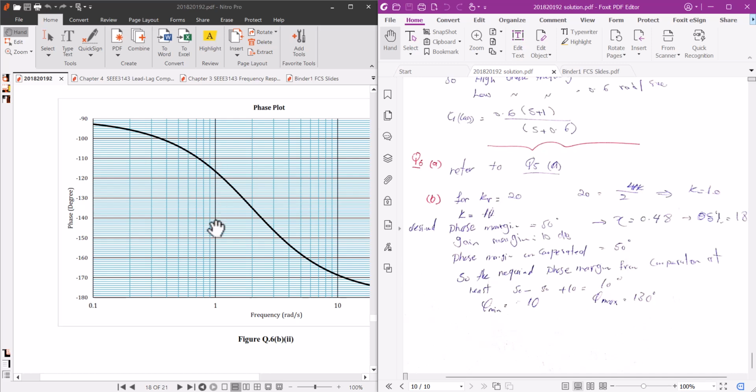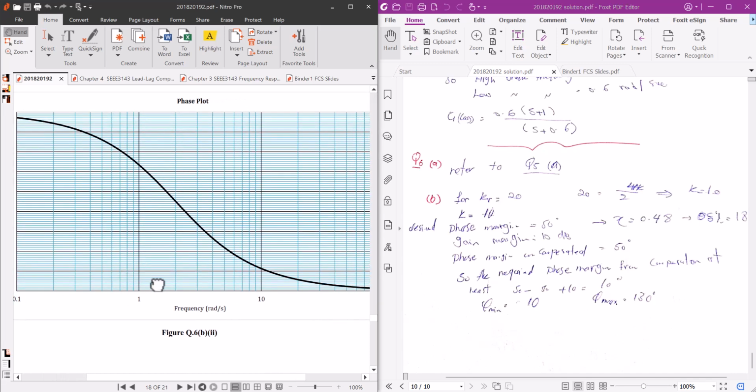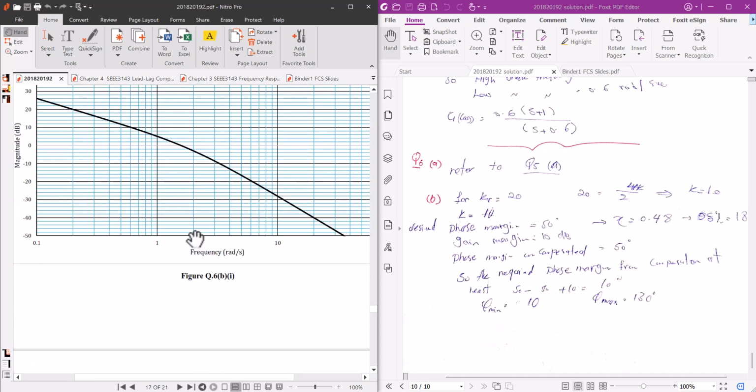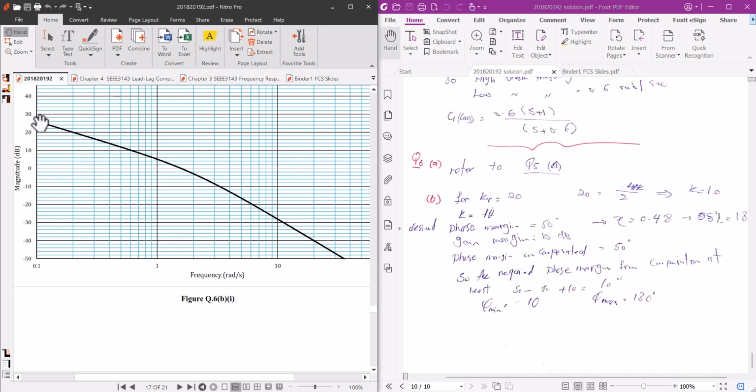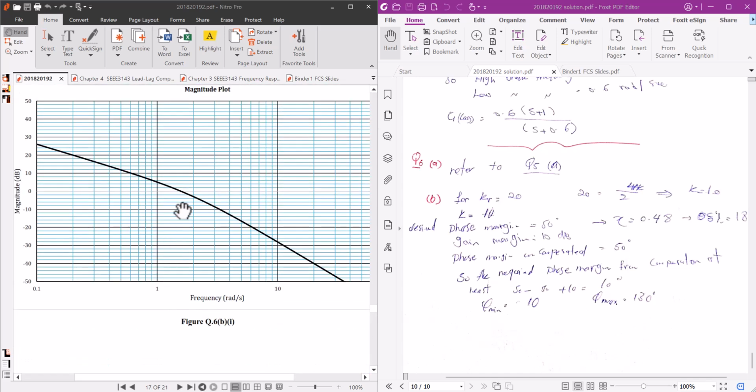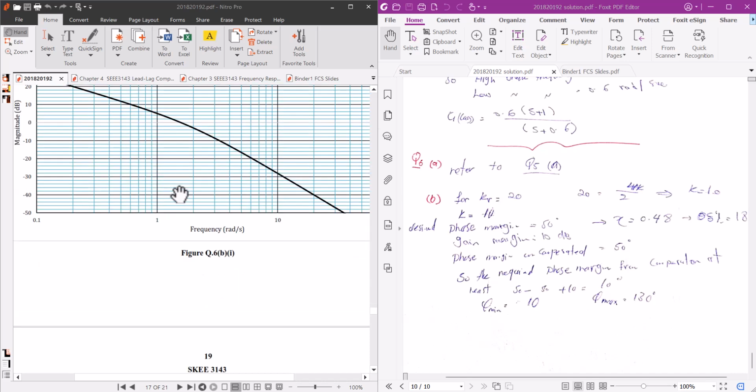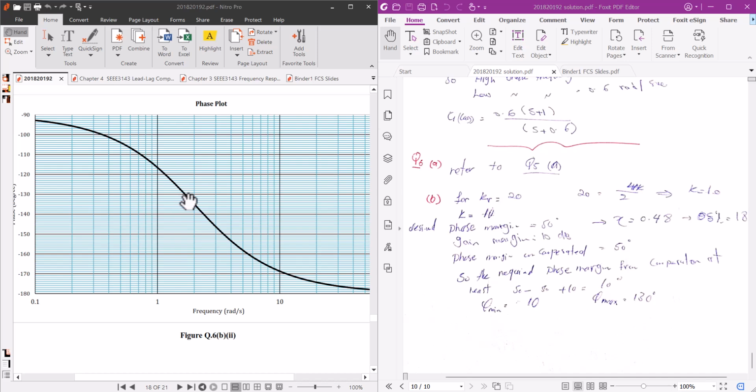This is minus 180, and what is your gain crossover frequency? That is your gain crossover frequency right here. So here you can see that at 0 dB, this is your gain crossover frequency, that is around between 1 and 2. Okay, and again for this you have this value approximately minus 130. So your current phase margin is minus 180 minus minus 130, that is around 50. So the phase margin of the uncompensated system is 50.